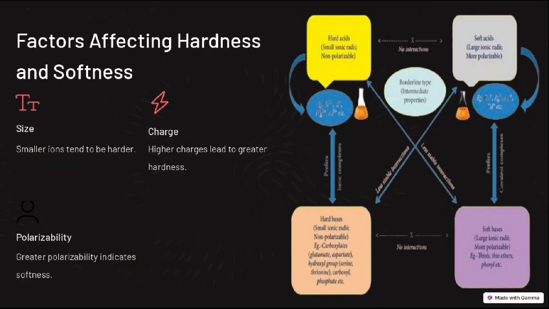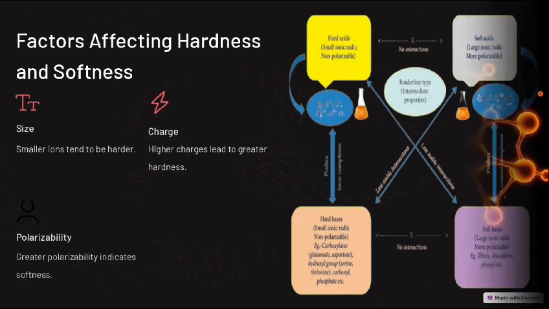Factors affecting hardness and softness. Size: smaller ions tend to be harder. Charge: higher charges lead to greater hardness. Polarizability: greater polarizability indicates softness.